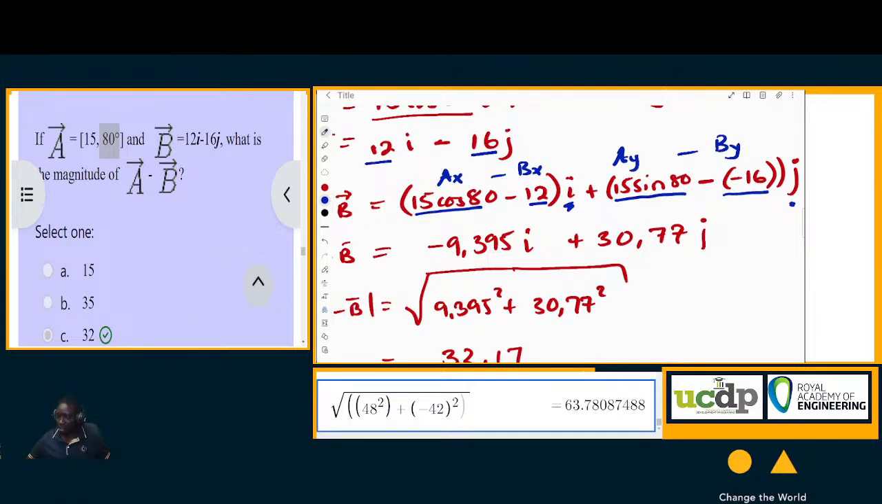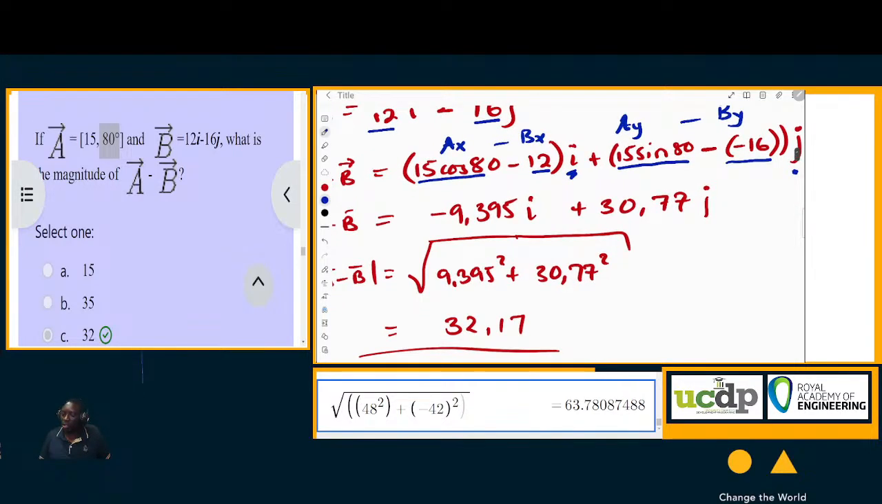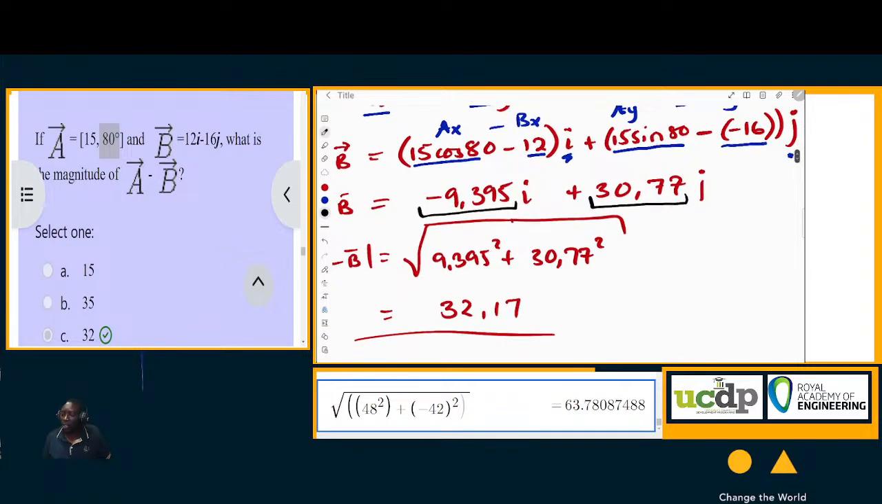So I was still going through question 12 again, which Zwelihle had asked us to look at again. Once you add the components from the same component, or subtract them, then you take the magnitude. So after taking 15 cos 80 minus 12, we got 9.35i plus 30.77j.